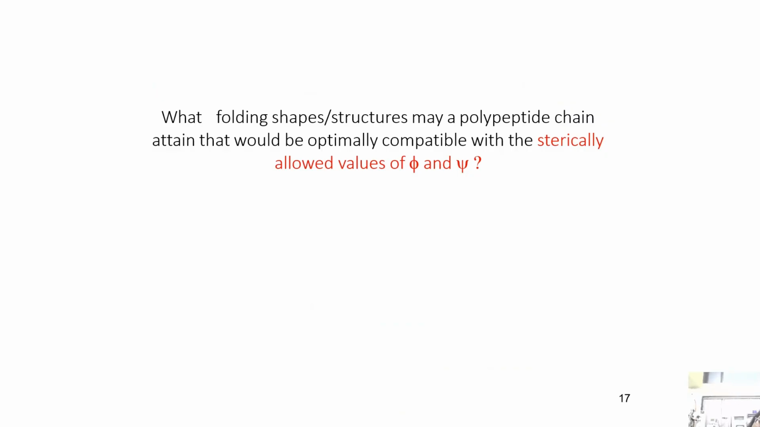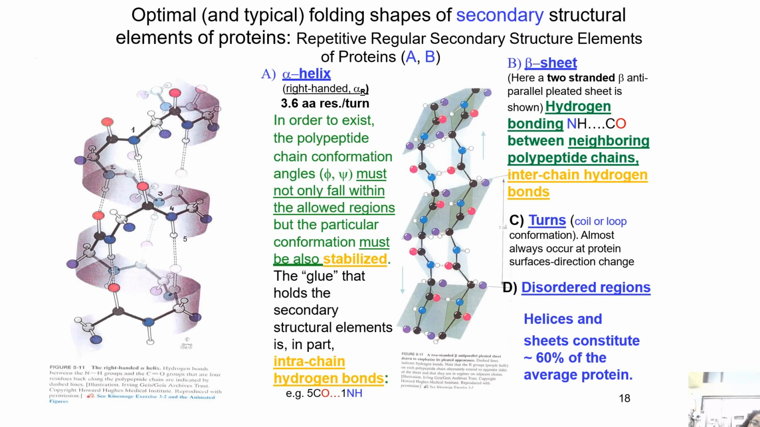Now, what folding shapes or structures may a polypeptide chain attain that would be optimally compatible with the sterically allowed values of phi and psi? We have discussed the Ramachandran plot in one of the old classes, so we will not go into too many details. So, optimal folding shapes of secondary structure: regular secondary structure elements, alpha helix, beta sheet. In order to exist, the polypeptide chain conformation of angles phi and psi must not only fall within the allowed regions, but the particular conformation must also be stabilized.